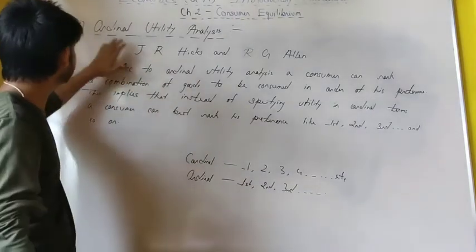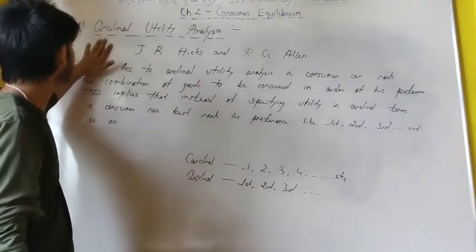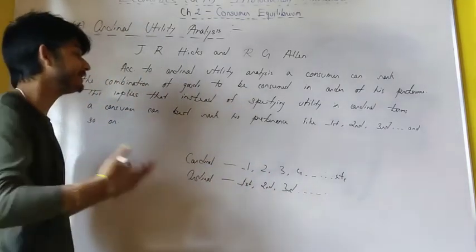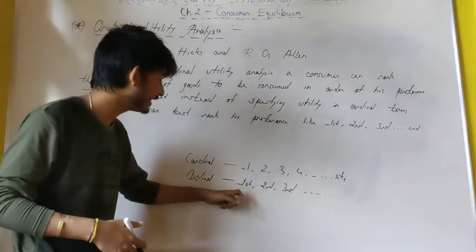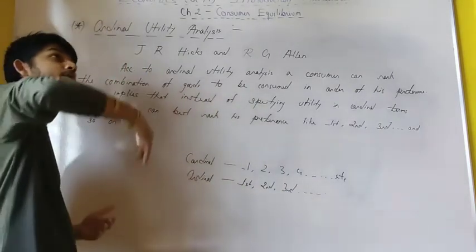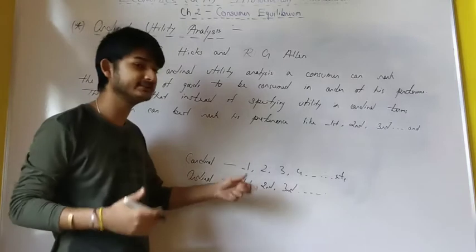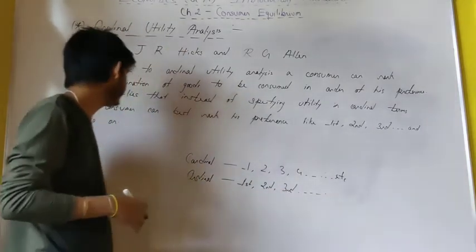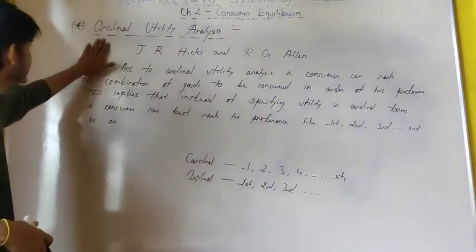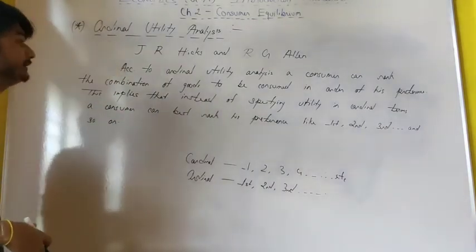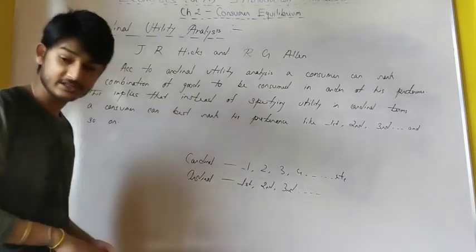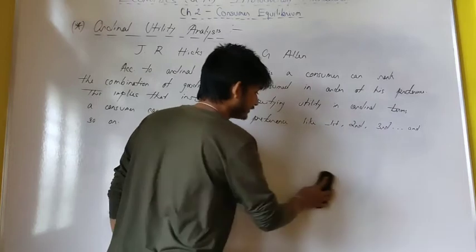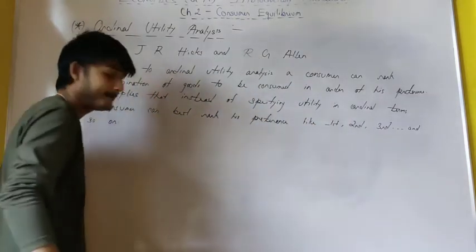So that's why this concept has been given the name ordinal utility analysis, because a consumer is ordering his preferences. He is ranking which one he likes the most. It will be at the topmost preference, the first preference, the next one will be second, the next one will be third, and like that. So this is why the concept has been named ordinal utility analysis, because a consumer is actually ranking his preference, he is ordering his preference.